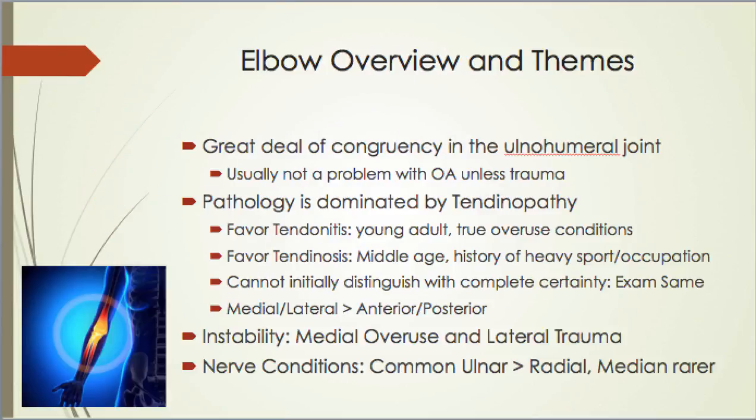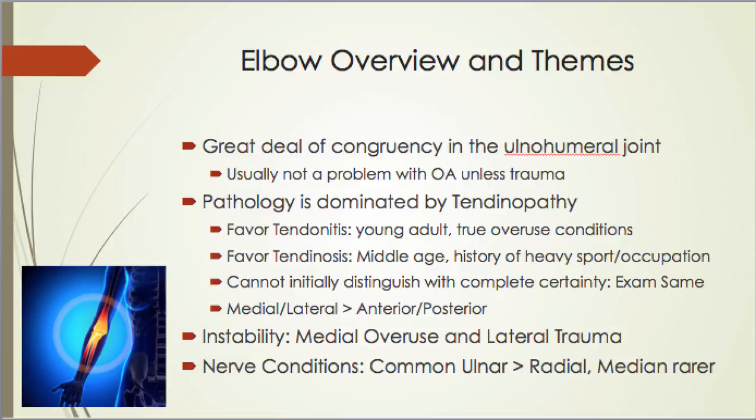So the elbow. One important thing to understand is that the elbow joint proper, which is the ulnohumeral joint, is quite congruent. In other words, it's a tight joint. Therefore, there's usually not a problem with osteoarthritis in this joint. Joints that tend to have more mobility tend to have more issues with degenerative processes, so that you can kind of take to the bank. Pathology in this area is dominated by tendinopathy.